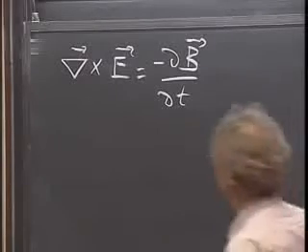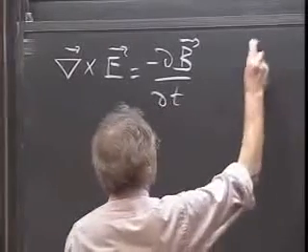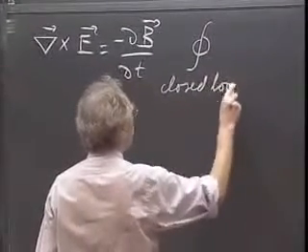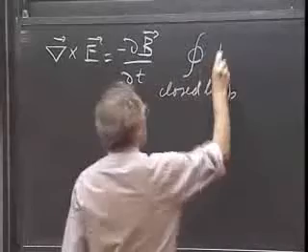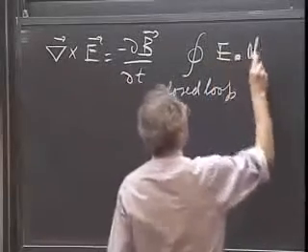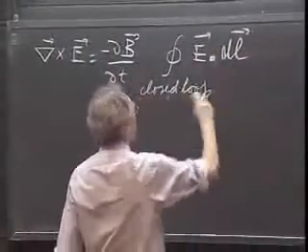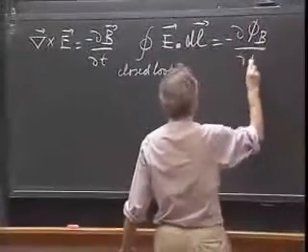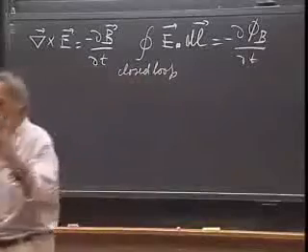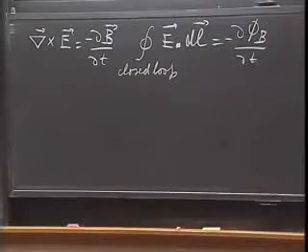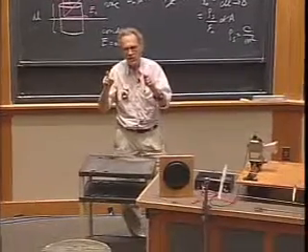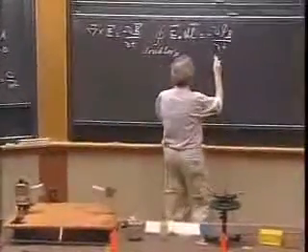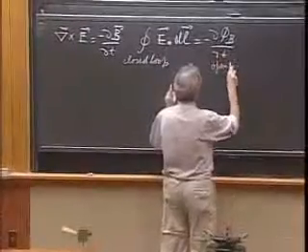And I'm going to write this in integral form, because you're probably used to that. This is a closed loop now. Any closed loop that you may choose of E dot dl, a dot product, a line integral, equals minus d phi B dt. And this is the magnetic flux that goes through the surface that you attached to that closed loop. It is an open surface. Any surface that you may choose is fine. It is an open surface.